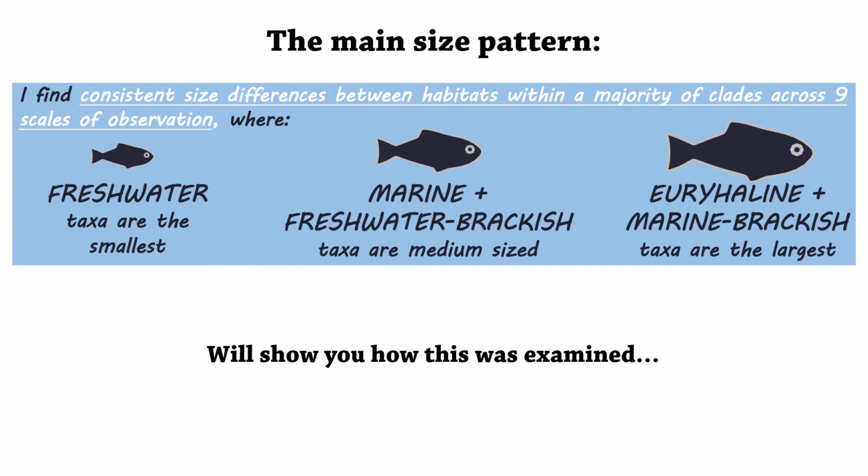So here was the main size pattern in the study, that across many comparisons, freshwater taxa were consistently the smallest, marine and freshwater brackish taxa were consistently medium-sized, and euryhaline and marine brackish taxa were consistently the largest. Now, I really want to focus on the approaches that revealed this pattern and those that could have hidden it, and I'm just going to focus on this euryhaline larger than other habitats finding.